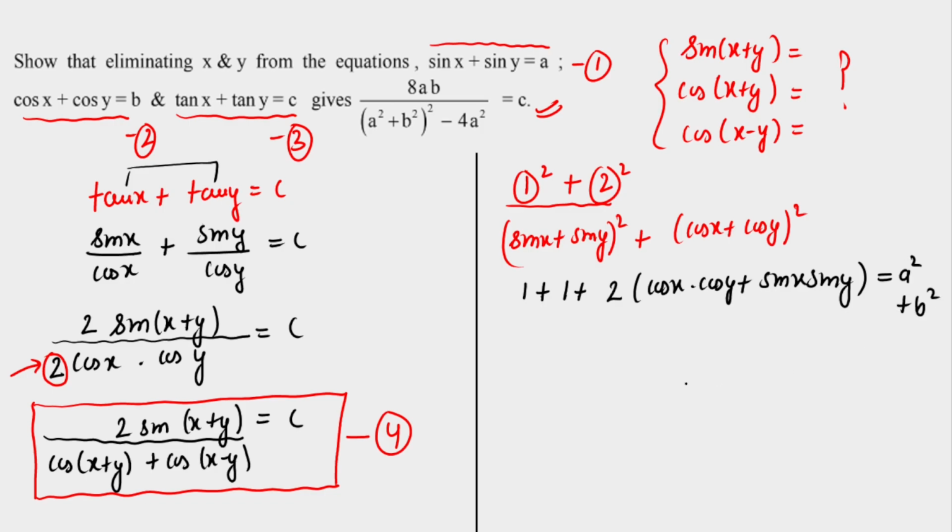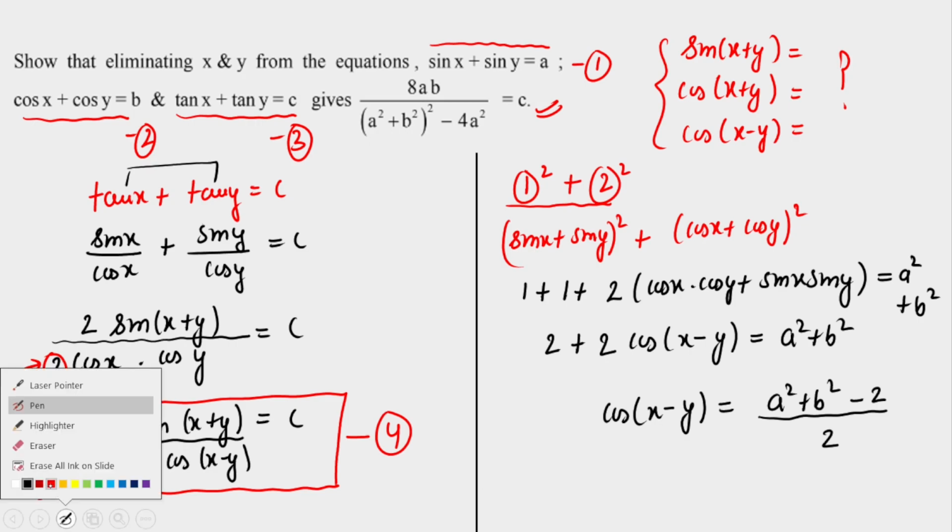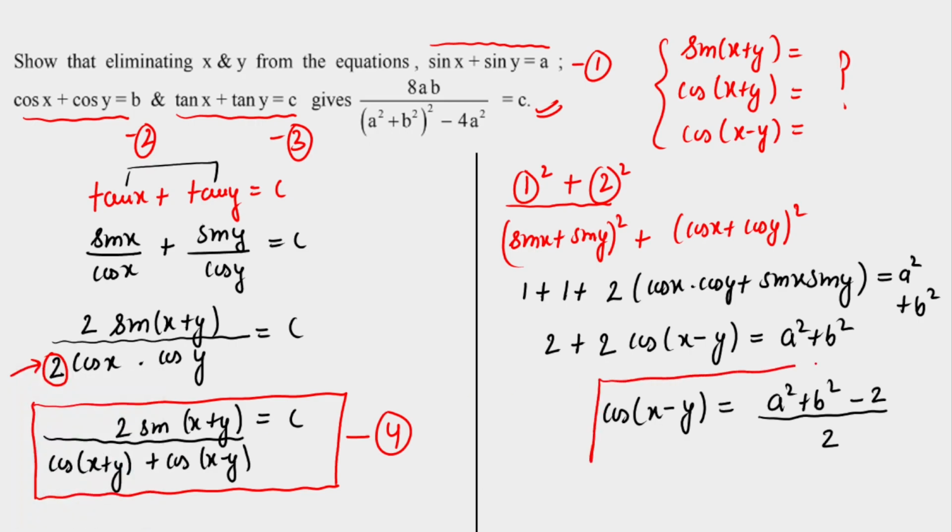A square plus b square. Now this will be 2 plus 2 times, and cos x cos y plus sin x sin y is the expansion of cos of x minus y, and that is equal to a square plus b square. So from here I can write the value of cos of x minus y. So cos of x minus y will be equal to a square plus b square minus 2, whole thing divided by 2. Now let's call this the fifth equation. So I got one of the parts which was very important for the problem, that is, I got the expansion of cos of x minus y in terms of a, b, c. Now I'll do the same thing. I got the third part.